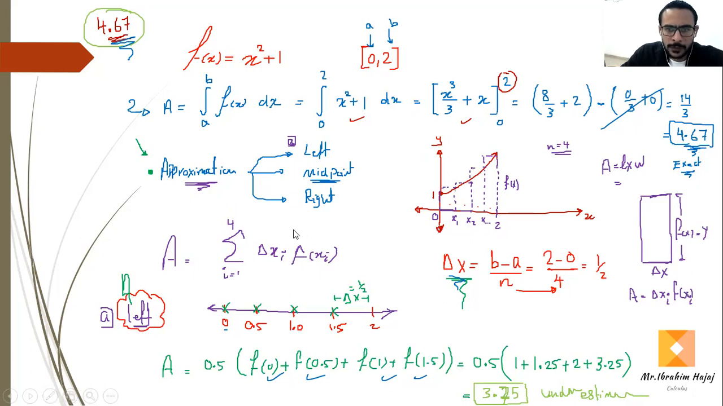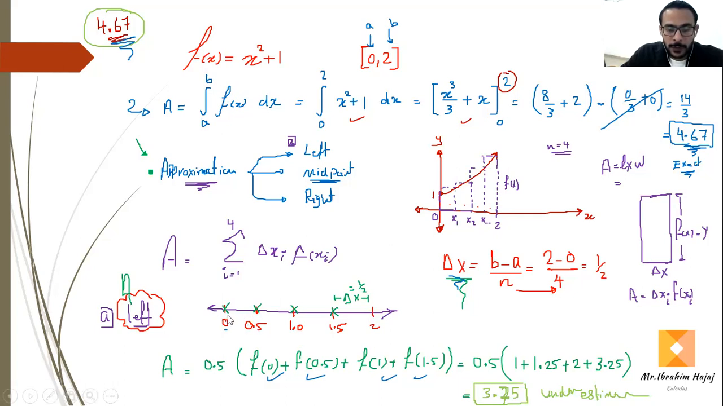From the left, you should divide your interval into subintervals. From 0 to 2, you should divide into 4 rectangles. You can divide it into 8 rectangles and the answer will be more accurate, and so on.